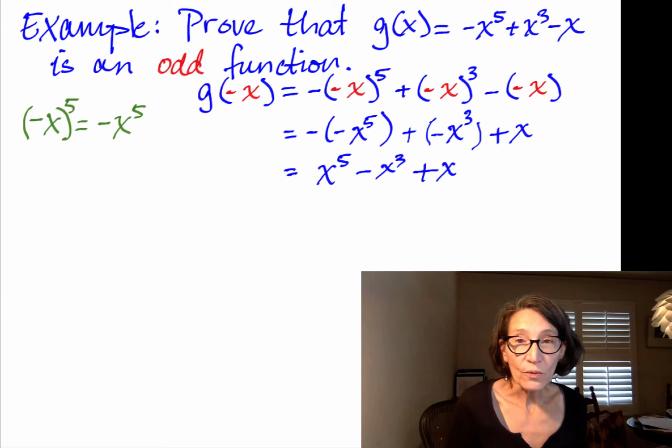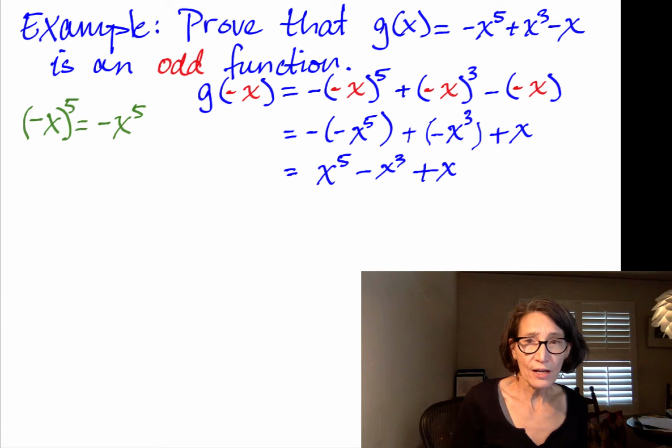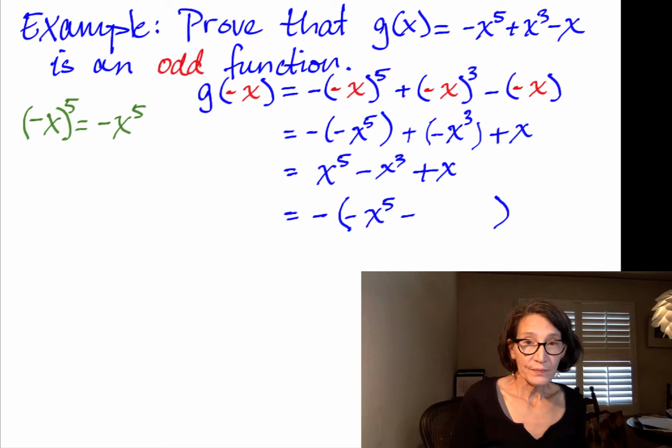So now we look at what our answer is, and we go back up to what the original function was, g of x. Well, g of x was negative x to the fifth plus x to the third minus x. And that looks pretty similar, but it's not the same. But notice with my answer, x to the fifth minus x to the third plus x, I can pull a minus sign out of each term, or I can multiply each term by a negative 1, and I get this polynomial. I get negative, and then parentheses, negative x to the fifth plus x to the third minus x.